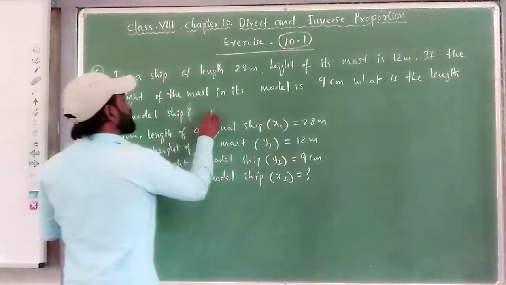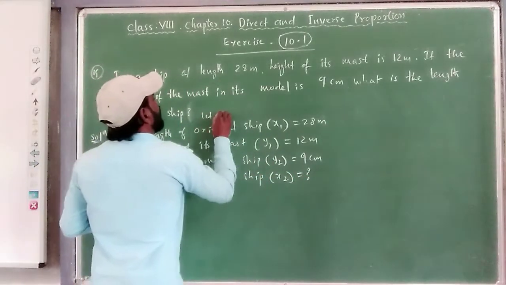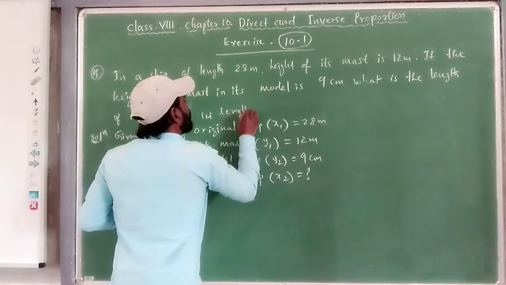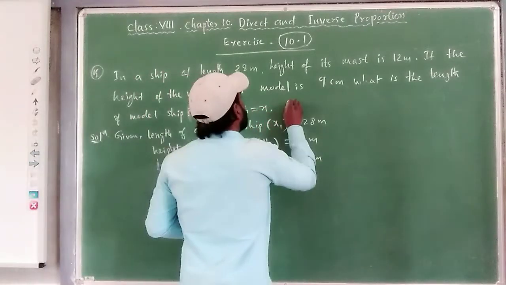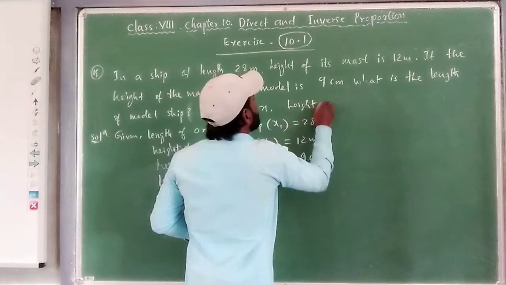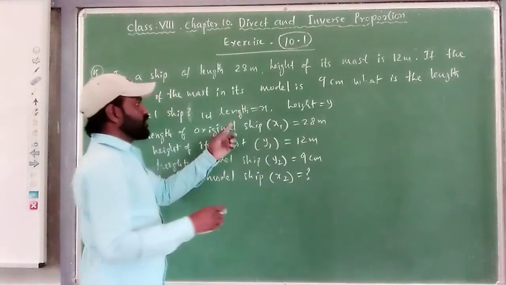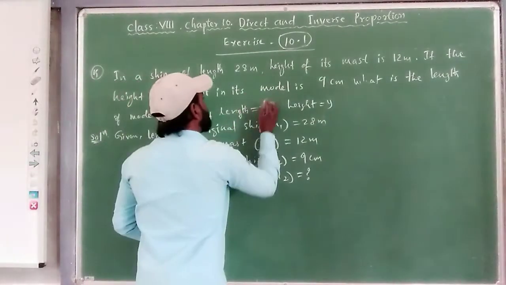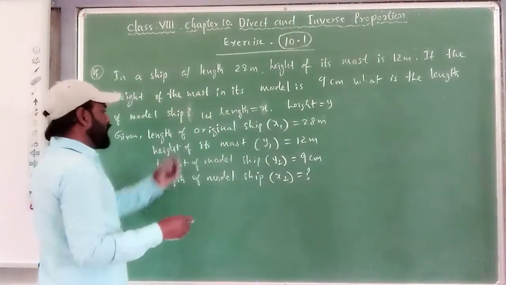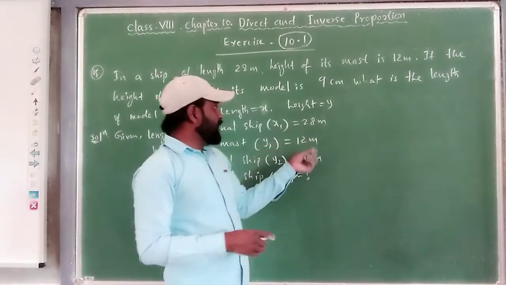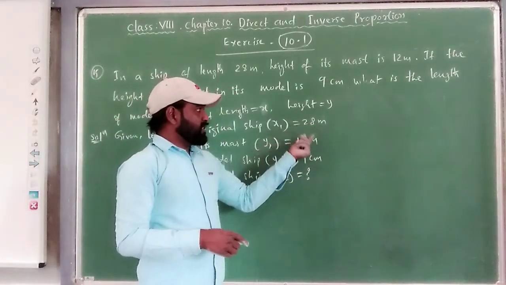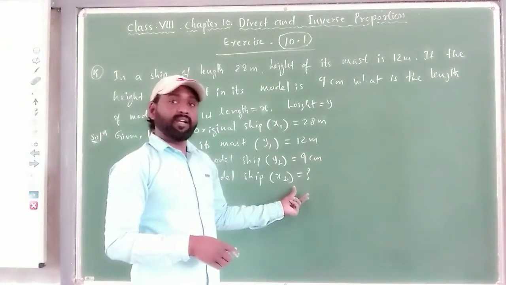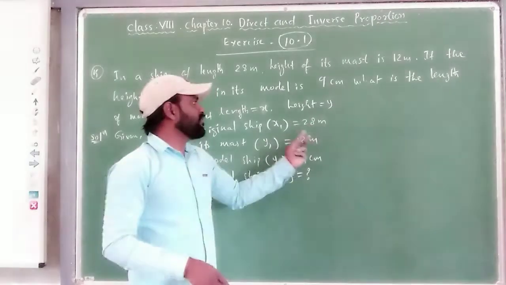For length, use the variable x, and for height, use the variable y. So the variables are representing the quantities: x is the length, y is the height. Now first look at the units of measure. This is in meters, this is in meters, but this is in centimeters. The model ship length we are going to find should also be in centimeters. So we have to convert all of this to centimeters.